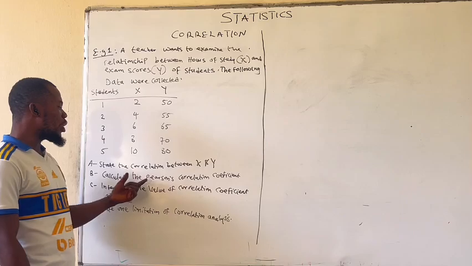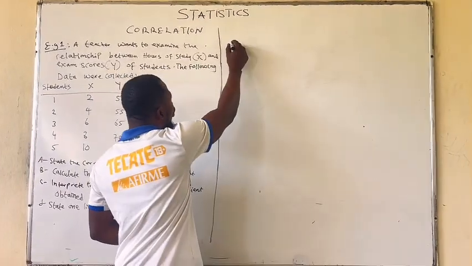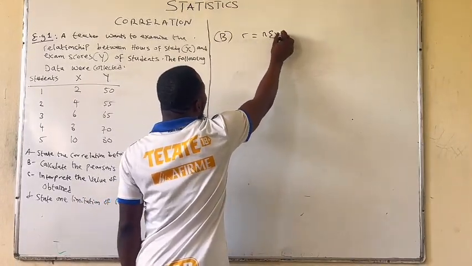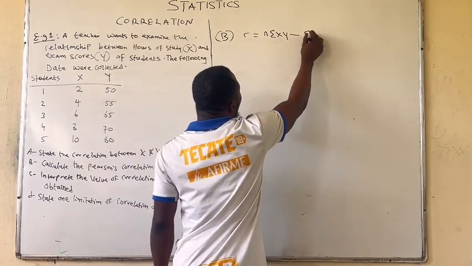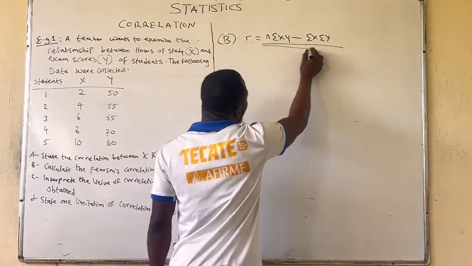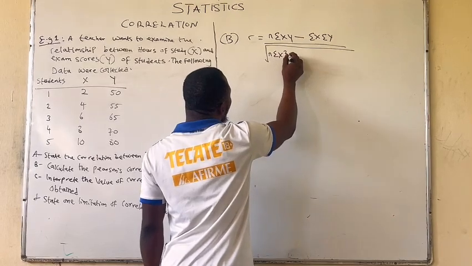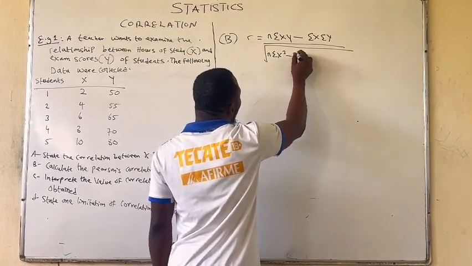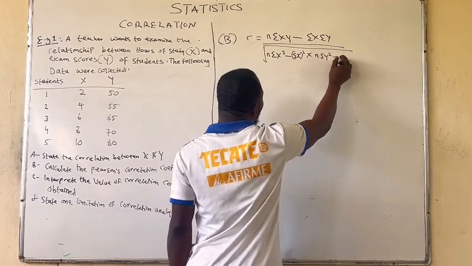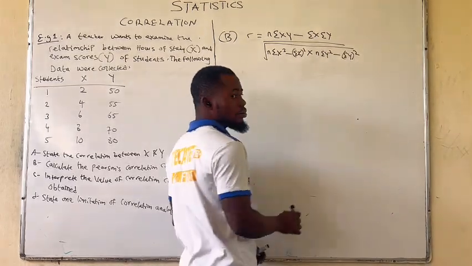Part B, calculate the Pearson correlation coefficient. We say the formula for the Pearson correlation coefficient equals N summation of XY minus summation of X multiplied by summation of Y, all divided by the root of N summation of X squared minus summation of X all squared, multiplied by N summation of Y squared minus summation of Y all squared. Everything here is in the root.